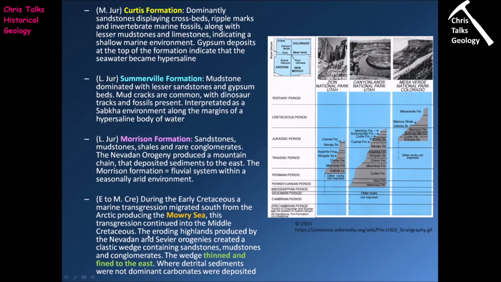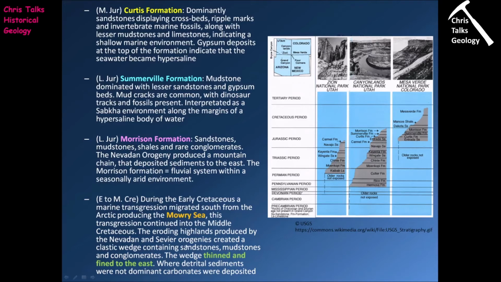We have the eroding highlands of the Navajo and the Seaver orogeny being actively eroded, producing large quantities of clastic sediment at the same time. So what we end up with essentially is a Pyrrhic Sea into which we have large quantities of clastic sediment being formed by the erosion of the highlands associated with the Navajo and Seaver orogenies.